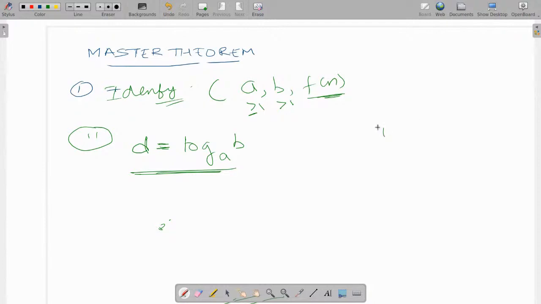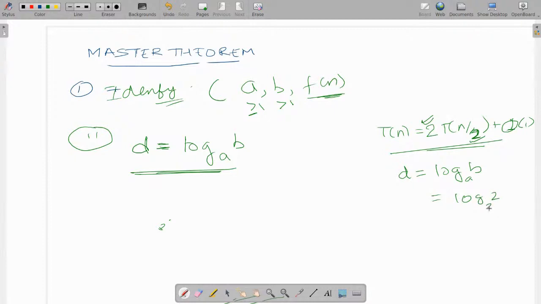In our case, the equation was something like this: T(n) = 2T(n/2) + 1. Suppose it's like this. This is master theorem solvable, we all know. This is solvable as a is greater than or equal to 1 and b is greater than 1, both satisfy. So we now calculate d. What is d? d is log b base a. This is log 2 base 2. This comes out to be 1.